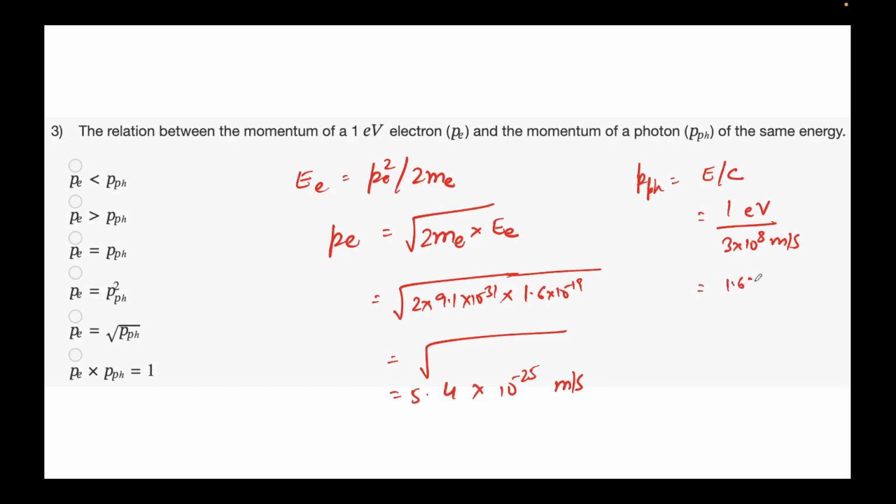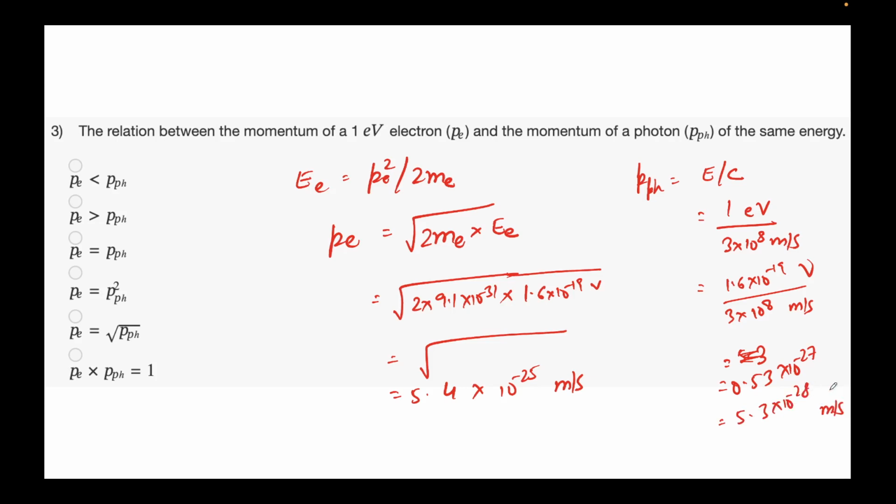All right, and let me calculate this value. This is 1.6 into 10 to the power minus 19 joules. I'm just replacing the value of E here, which is the electronic charge, which I did the same here. Then divide by 3 into 10 to the power 8 meters per second. So that will turn out to be 1.6 by 3. That's coming out to be around 0.53 into 10 to the power minus 27. So that's coming out to be 5.3 into 10 to the power minus 28.